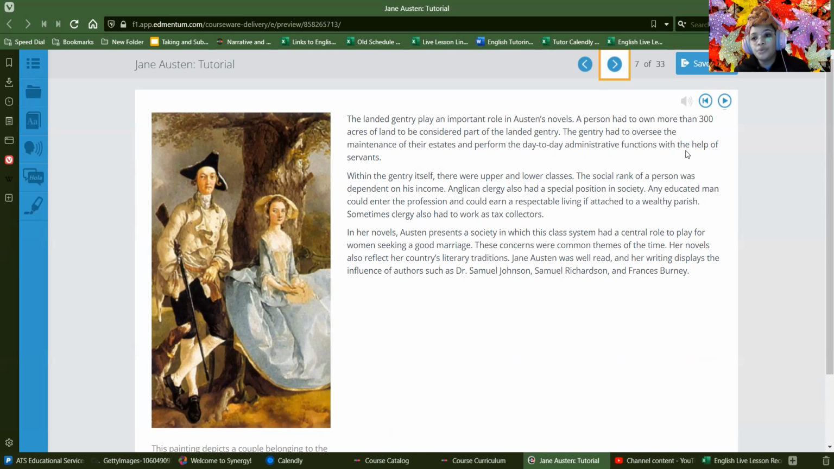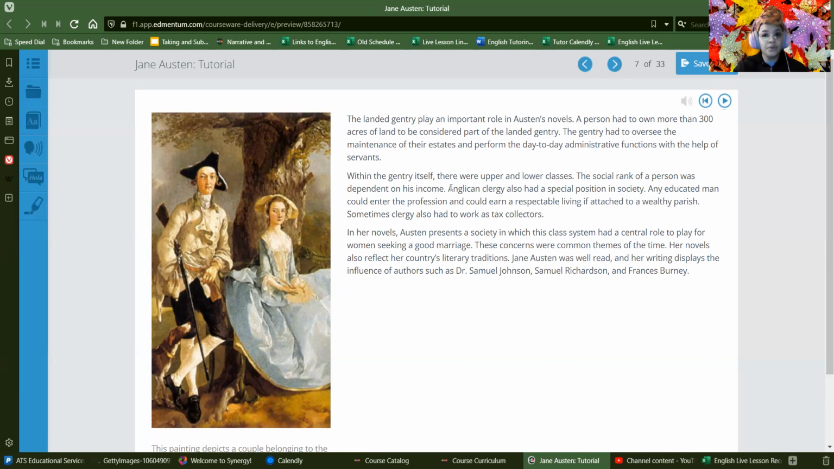Even within the gentry itself, there were upper and lower classes. The social rank in that group depended on how much money you made, your income. It says here Anglican, so remember that's old-timey English. Anglican clergy also had a special position in society. If you were an Englishman who was involved with the church, you had a special position. Any educated man could enter the profession and could earn a respectable living if attached to a wealthy parish.